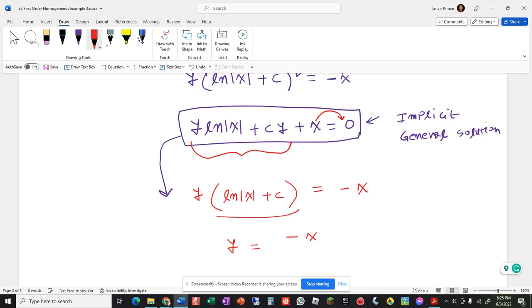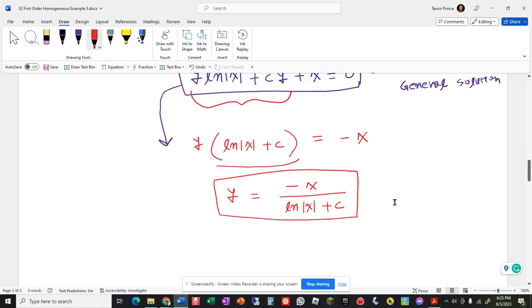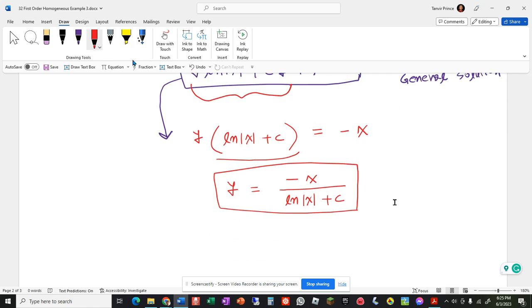I get negative x over ln of x. Oops, sorry. Let's write again. I get negative x over ln of the absolute value of x plus c. And that will be an explicit solution. Isn't that beautiful? In this case, we actually made a general explicit solution, which is rare in differential equations. Most of the time you probably cannot find an explicit solution, or even if you can, it's very, very hard or difficult.